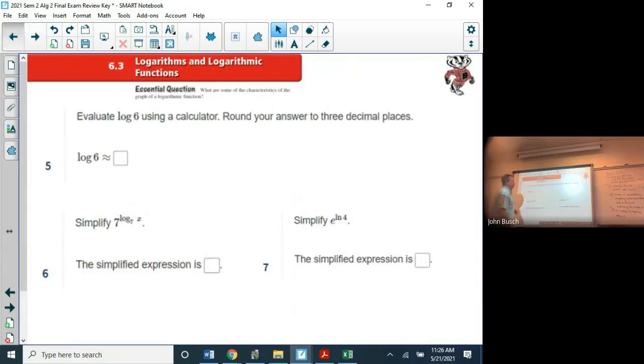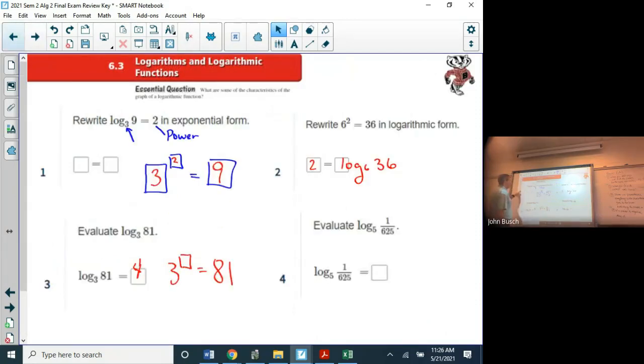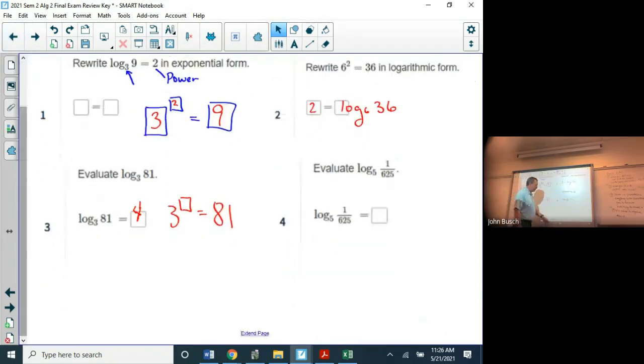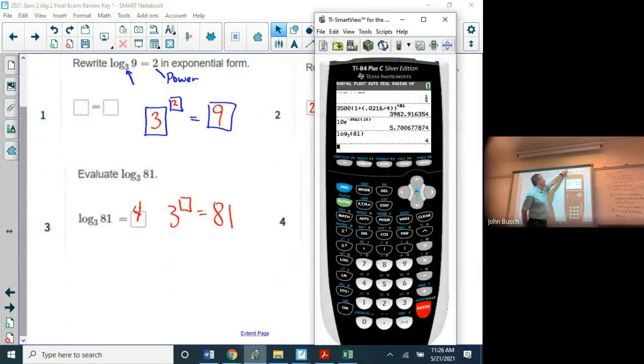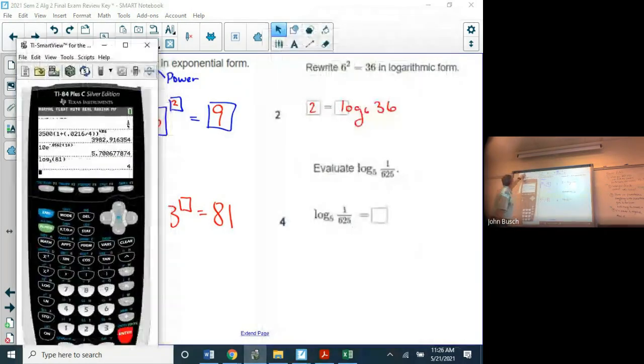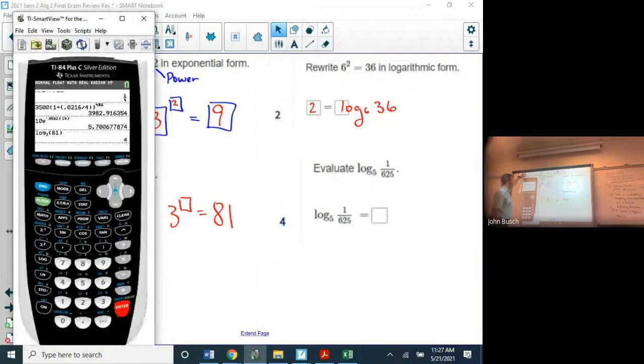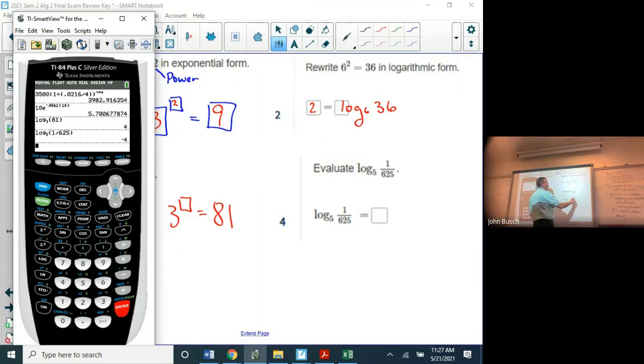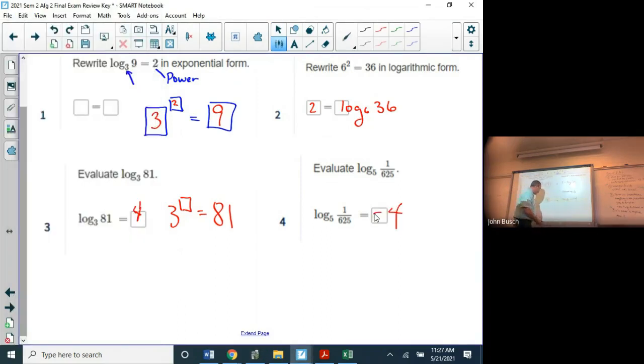Oh, wait. I skipped number 4. Same thing with this one. Let's go log base 5 of 1 over 625. We'll get negative 4. Math, log base 5 of 1 divided by 625. Negative 4. Okay, should be quick and easy.